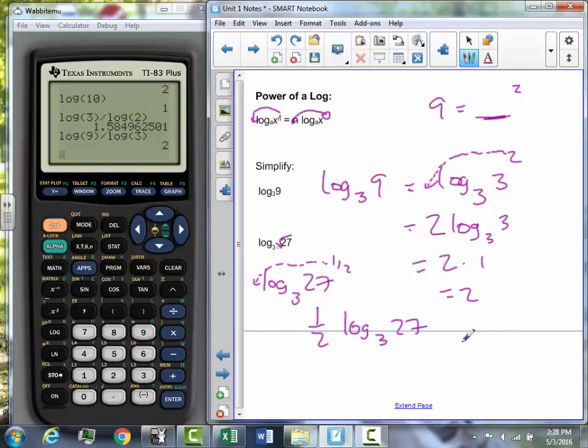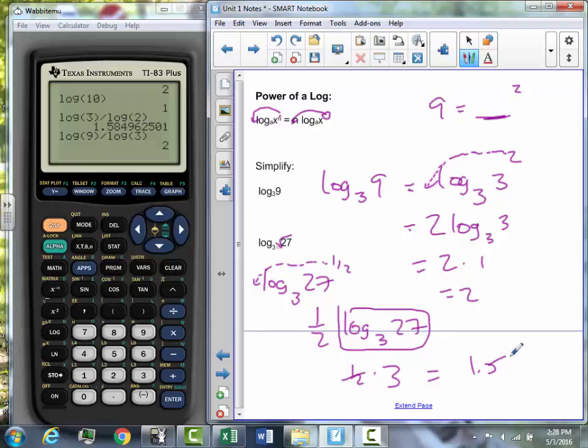Well, here's my question. How many 3's are there in the 27? 3, right? 3 times 3 is 9, times 3 is 27. So this whole bit right here is the number 3. What is 1/2 of 3? 1.5.